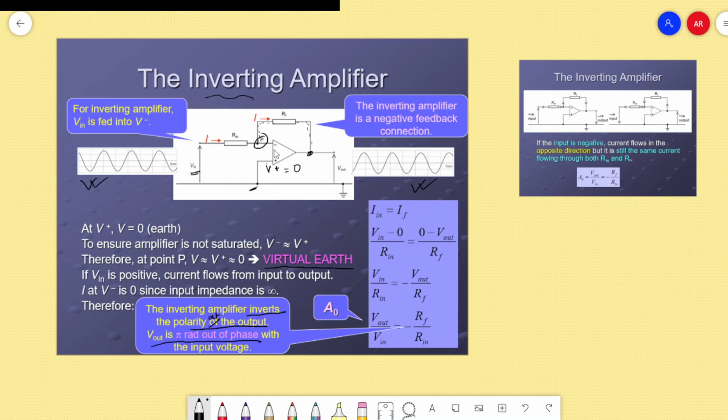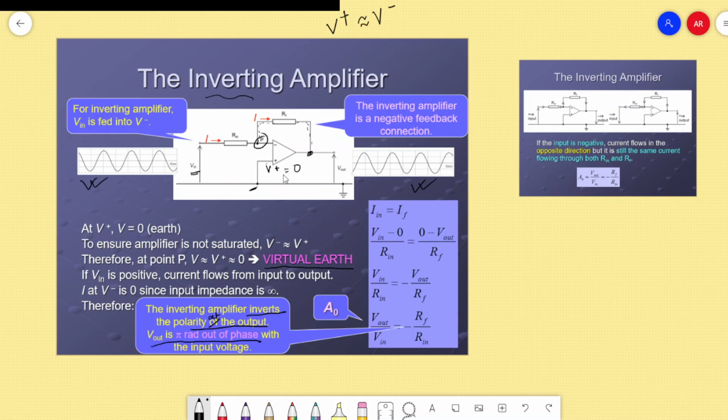So we know that for the amplifier not to get saturated, V plus should be very much same as V minus. This is our very common basic principle of the op-amp. Because of having very high gain, V plus must be the same as V minus. It must not be exactly equal to V minus, but it should be very close to V minus so that the op-amp does not saturate.